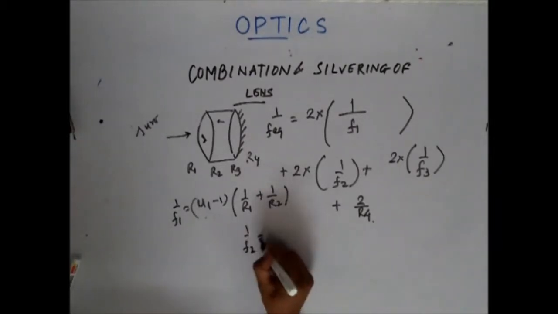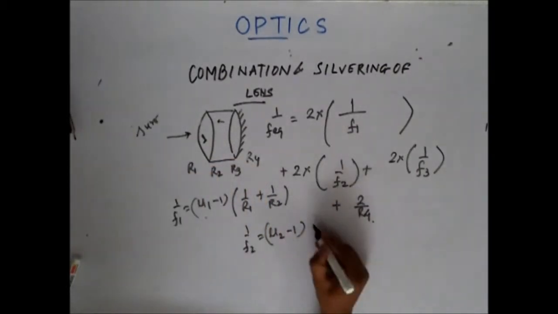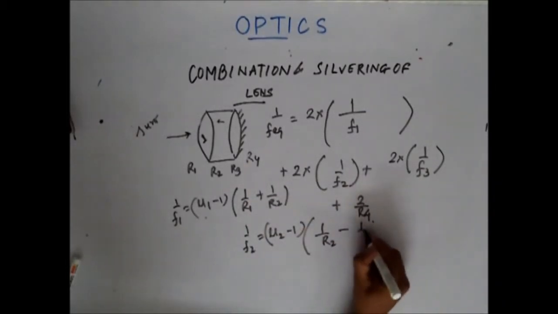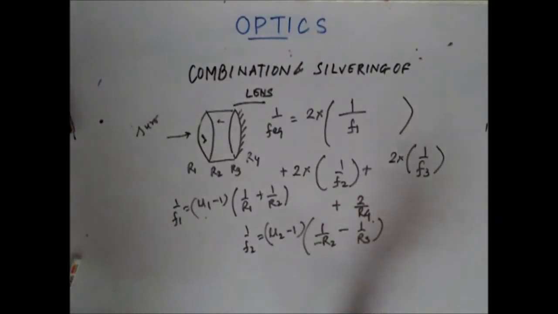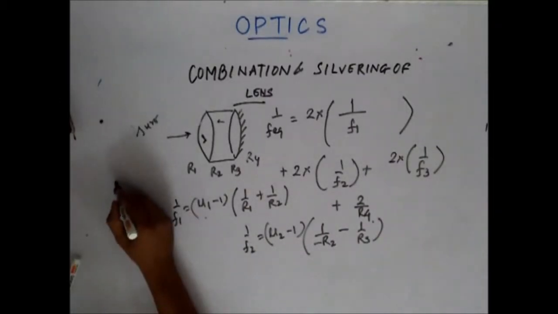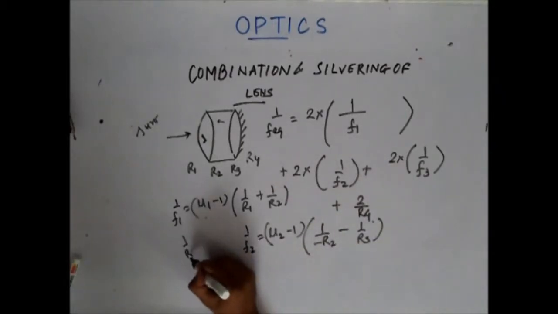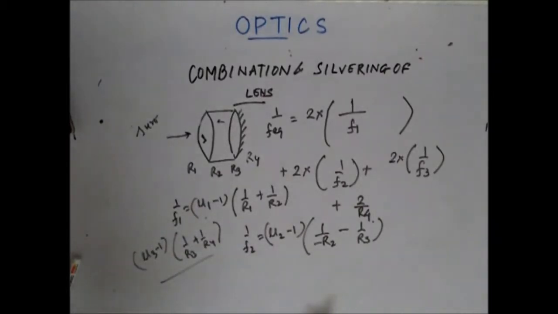What is 1 by f2? It is mu 2 minus 1, where mu 2 is the refractive index of this lens with respect to the surrounding. Now this one is 1 by r2 minus 1 by r3. What is r2? R2 is negative. What is r3? R3 is positive. And what is 1 by f3? 1 by f3 I can write as mu 3 minus 1, into 1 by r3 minus 1 by r4. R4 is negative, so it becomes 1 by r3 plus 1 by r4, into mu 3 minus 1. So this is 1 by f3.